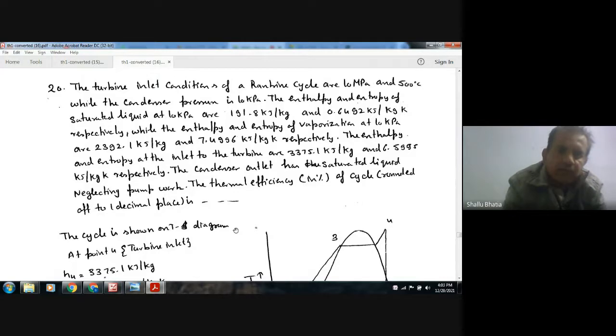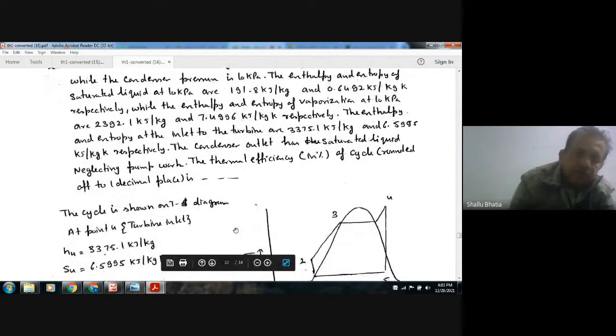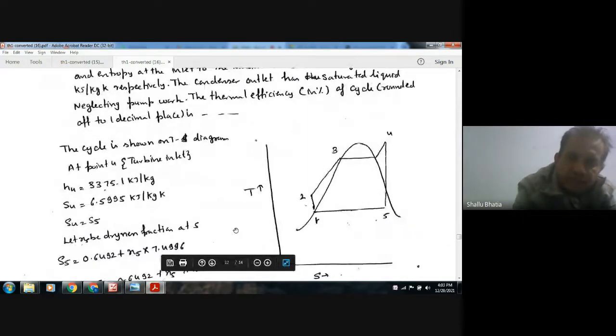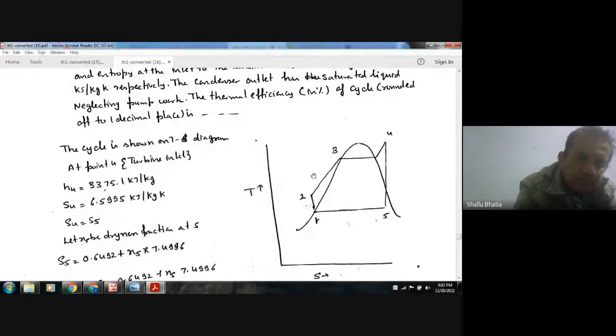The enthalpy and entropy at the inlet to the turbine are 3375.1 kJ/kg and 6.5995 kJ/kg per Kelvin respectively. The condenser outlet has saturated liquid. Neglecting pump work, the thermal efficiency of the cycle is? This is your turbine work 4-5, 5-1 is your condenser, 1-2 pump, 2-4 is your boiler heat input.